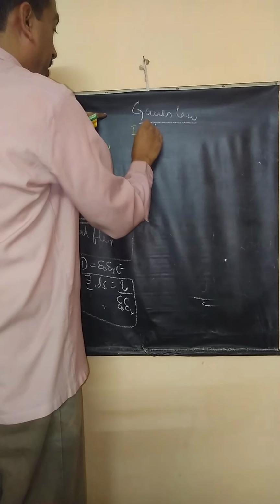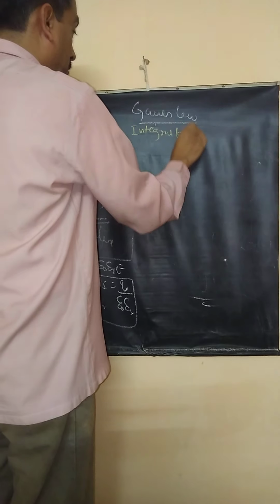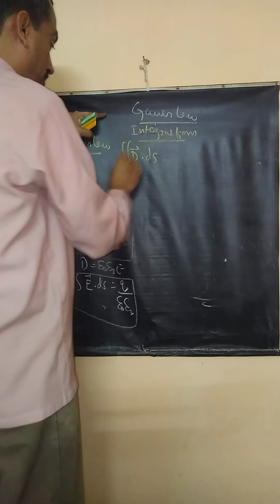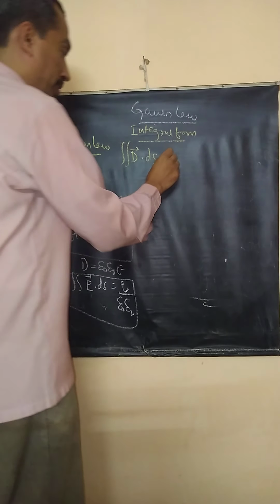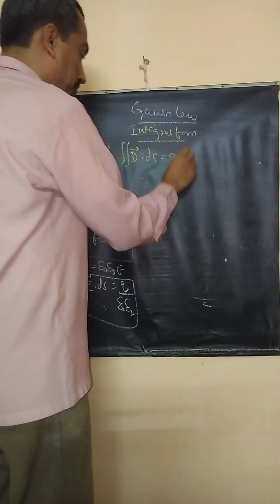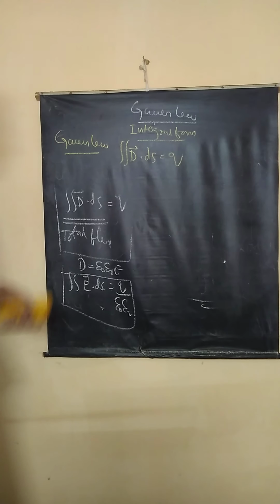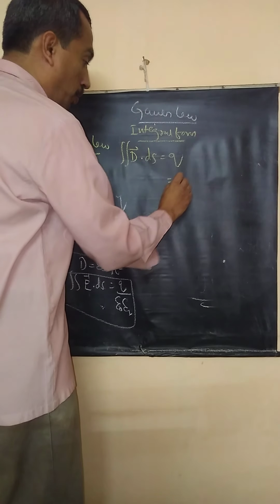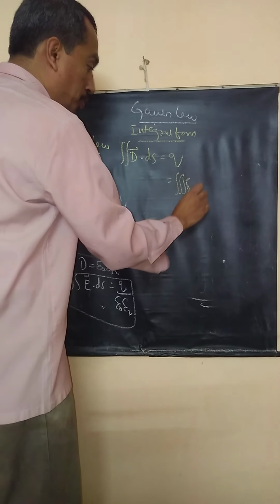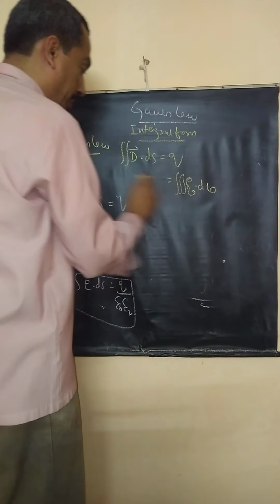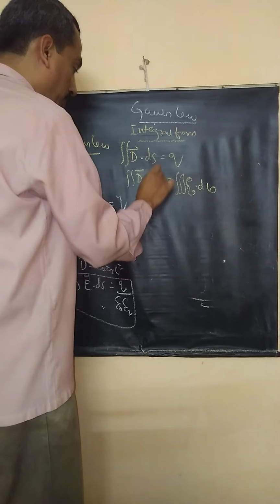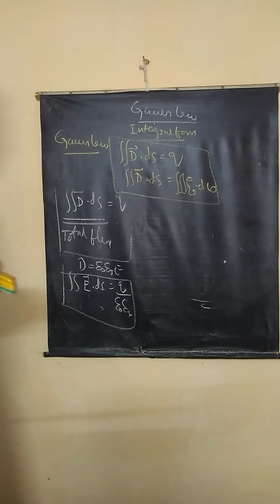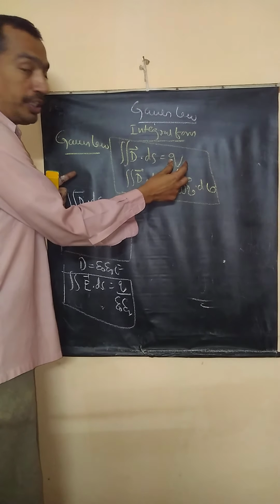What is the equation in integral form? It is given by D dot ds is equal to total charge stored. Correct? Do you understand? If the charge distribution is a volume charge distribution, we all know the total charge will be charge per unit volume, rho v, into dv. Correct? This is the integral form. Using integrals we are writing Gauss law. Total flux is equal to total charge enclosed.